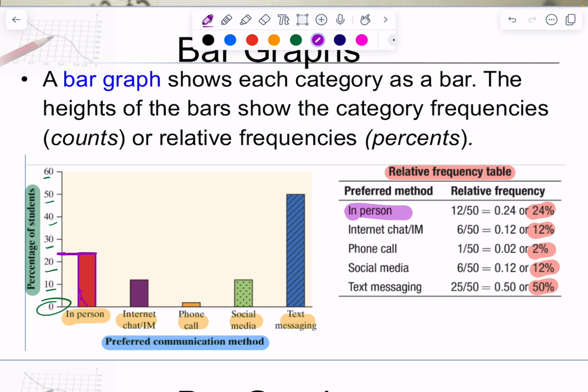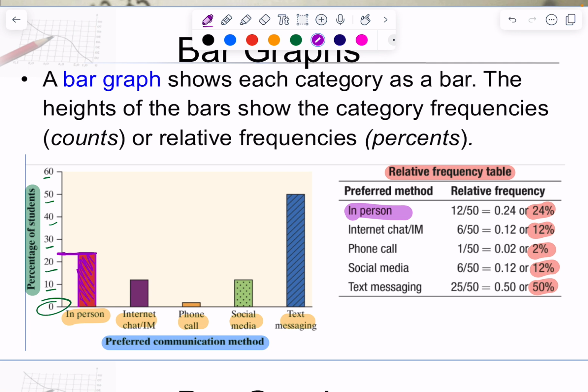It looks something like this. Then we did the same thing for the internet chat or the instant messaging. We did the same thing for phone calls, social media, text messaging, and so on. We just go category by category. We measure the height of the bar based on the percentages, or if we're doing a frequency table, the counts, and then create the display from there.